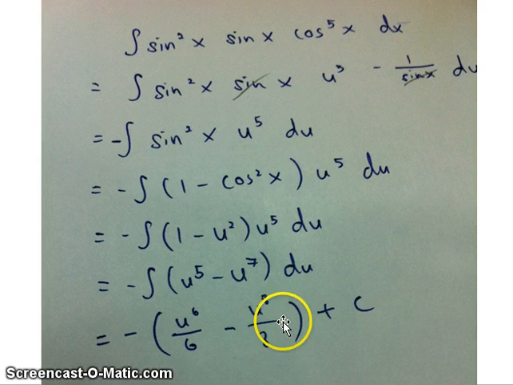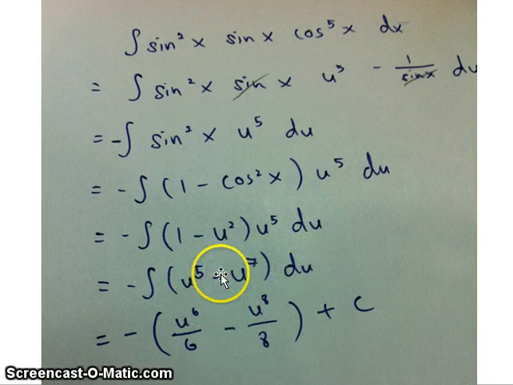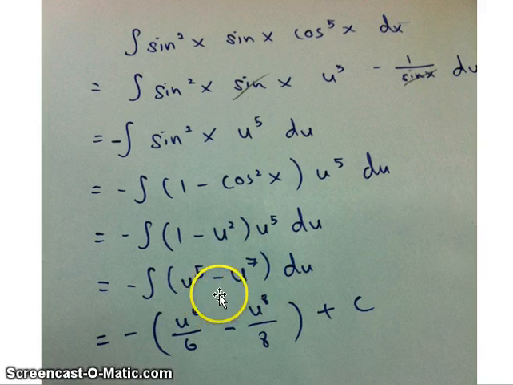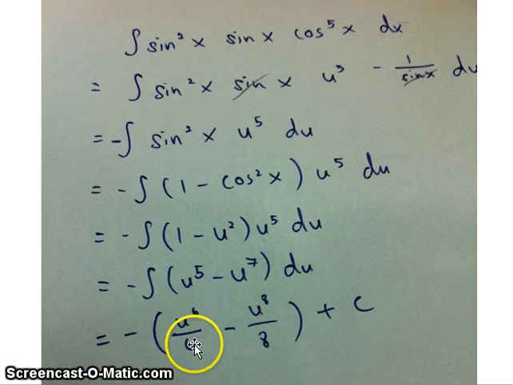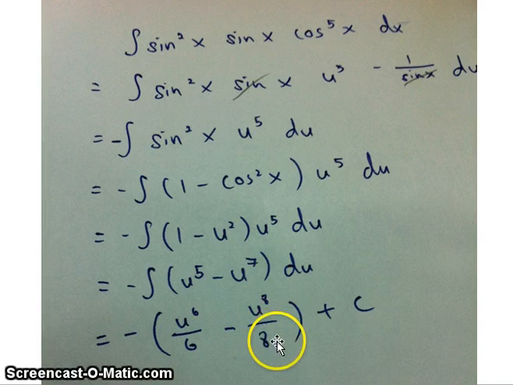Since integration is a reverse of differentiation, to the power values 5 and 7, 1 is added to them, so we obtain u to the power 6 and u to the power 8, and then as part of the procedure, we divide the values with the new power. So u to the power 6 divided by 6 minus u to the power 8 divided by 8, and we got c because c was the constant that was differentiated and it became 0.